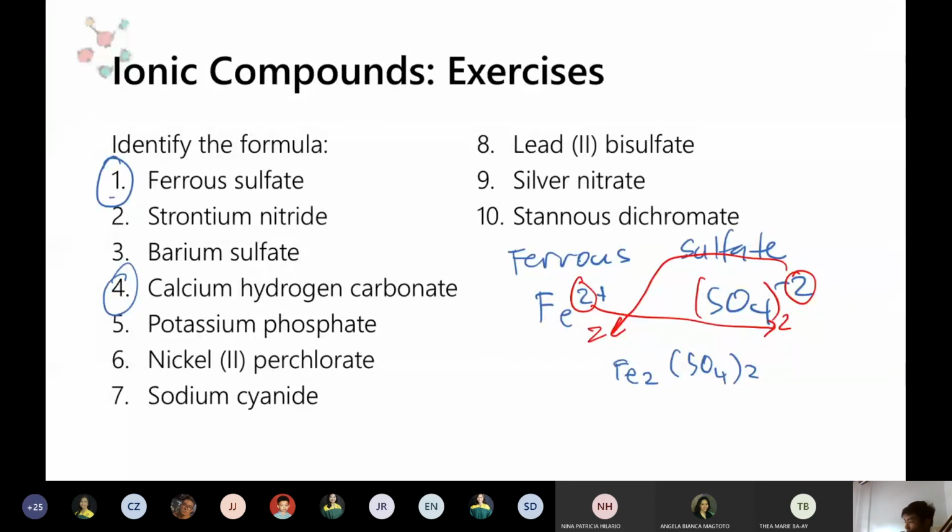Then, look, no? Look at my subscripts. Parehas silang 2. That means I can reduce that to lowest terms. So, yung 2 and 2, pwede ko i-divide by 2 for me to get 1 na. So, magiging Fe1, (SO4)1. Again, pag 1 yung subscript, you can erase them na. So, my final formula will be FeSO4. Ito yung nasa gamot ninyo, no? Ferrous sulfate, FeSO4.